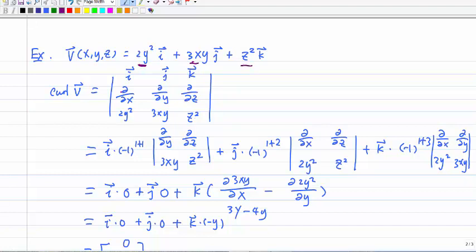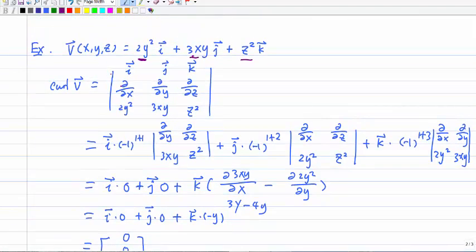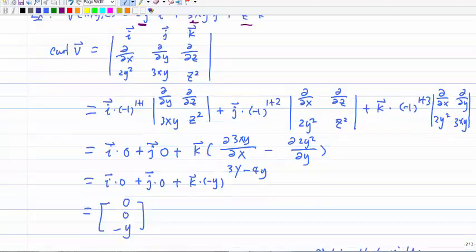You basically use the first row to compute the reduced 2 by 2 determinants. I don't want to repeat all the calculations here. If you do the calculations, you end up having 0, 0, negative y. That's our curl for this 3D vector field.